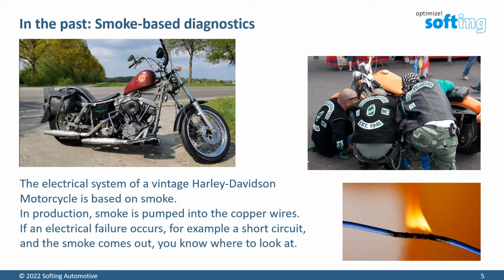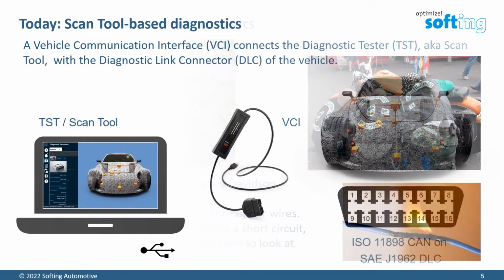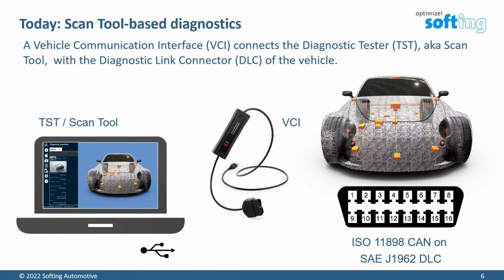The photo on the left shows one of my vintage Harley-Davidson motorcycles. This is actually an FLH shovelhead, model year 1976, but 99% self-made. That is why I know that the electrical system of a vintage Harley-Davidson motorcycle is based on smoke. In production, smoke is pumped into the copper wires. If an electrical failure occurs, for example a short circuit, and the smoke comes out, you know that you are in trouble and you know where to look. Today, the smoke-based diagnostics has been replaced by scan tool-based diagnostics.